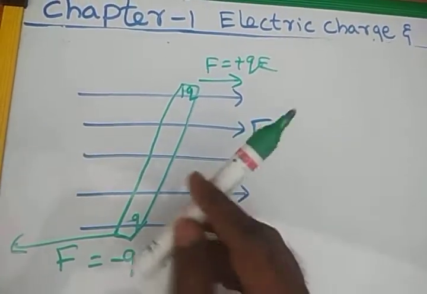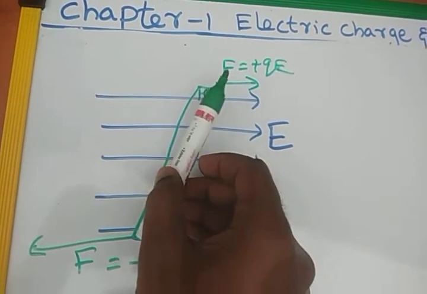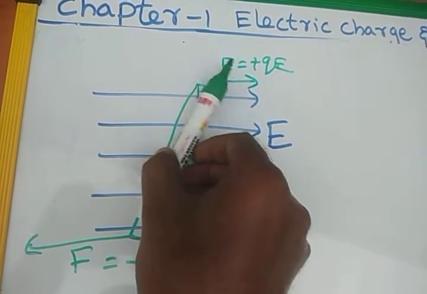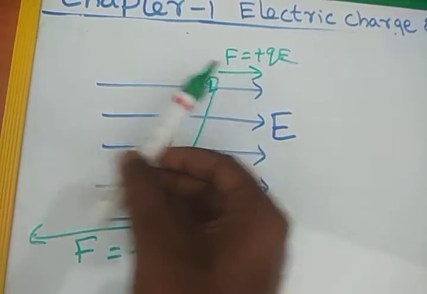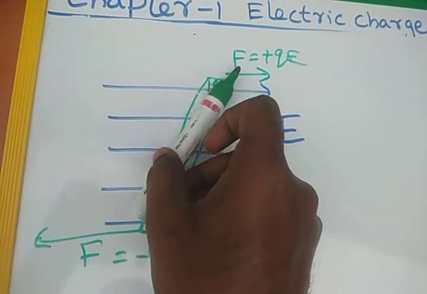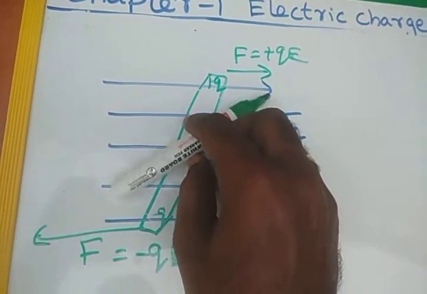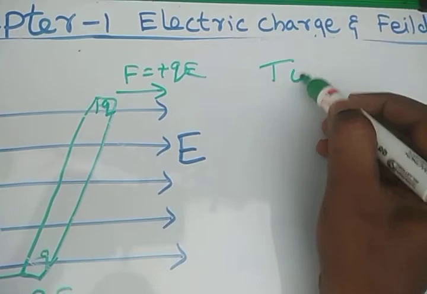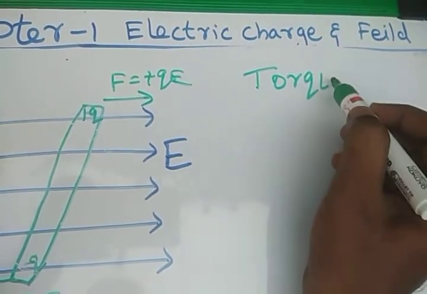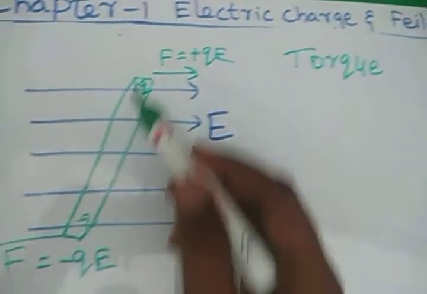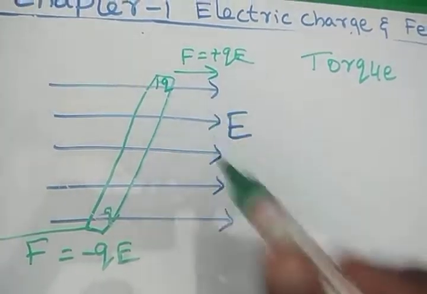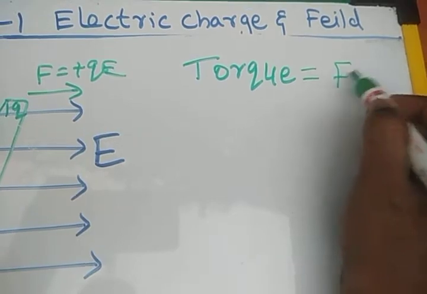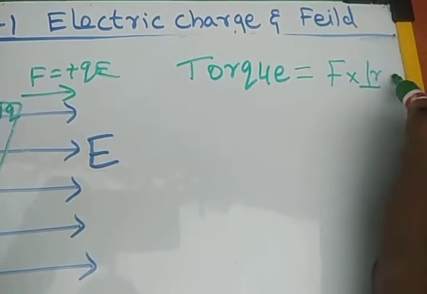So with these two directions, what will happen? This will pull the electric dipole along this direction, and the negative charge will be moving in this direction. So the dipole will experience a rotating force. That rotating force is a torque. So the question will be asked like this: what is the torque experienced by the electric dipole placed in an external electric field? We know that torque is equal to force into perpendicular distance.